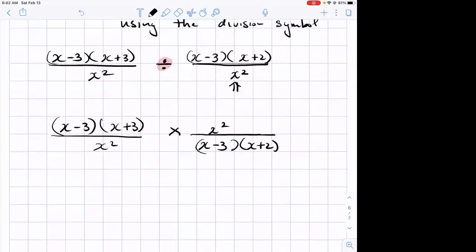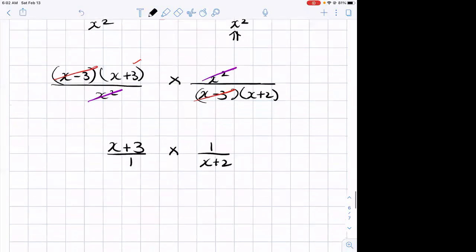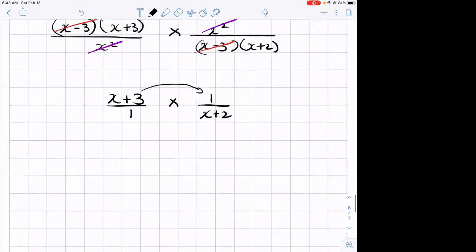Now we simplify. If we look at this carefully, there's an x minus 3 in the top and an x minus 3 in the bottom. There's an x plus 3 in the top, but there's no x plus 3 in the bottom, so that stays. There's an x squared in the top, and there's an x squared in the bottom. And there's nothing else that's alike in the top and the bottom. So what do we have left? We have x plus 3 over 1 times 1 over x plus 2. And now if we multiply, x plus 3 times 1 is just x plus 3, and 1 times x plus 2 is x plus 2. So here is the simplified result.